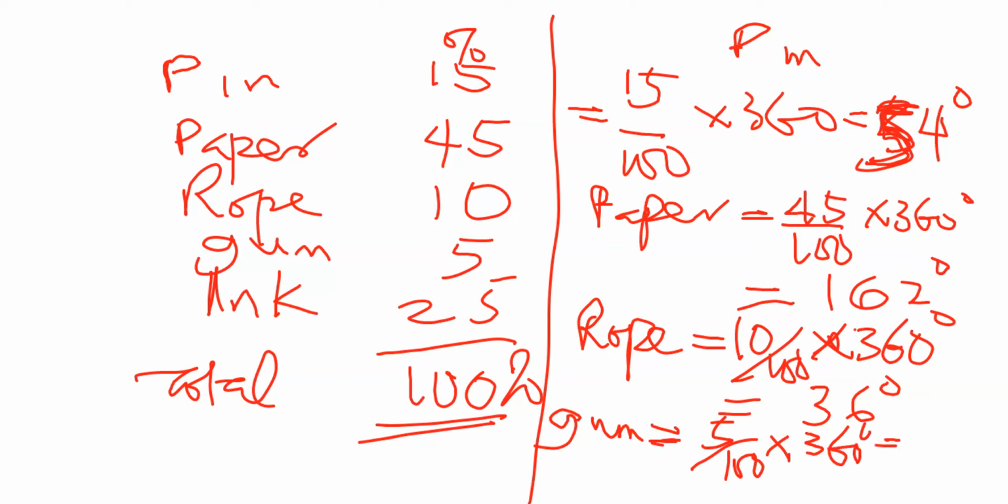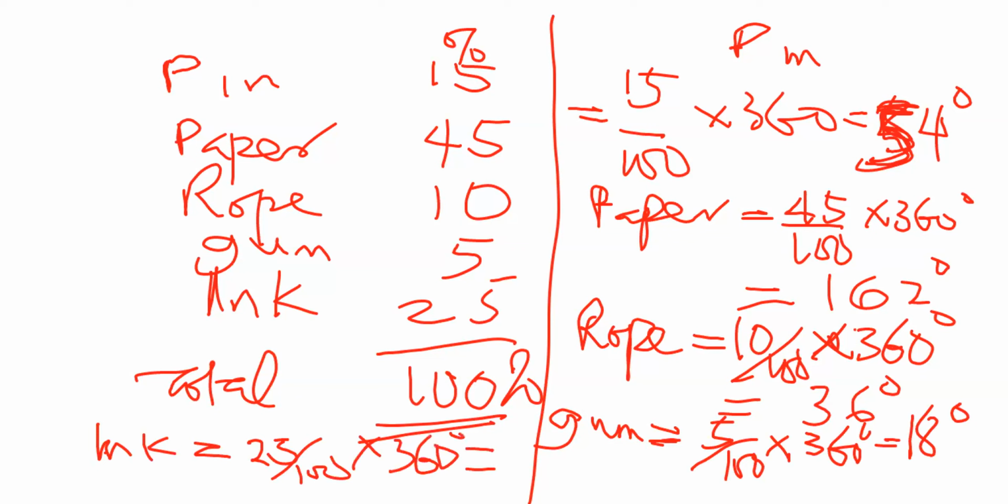At least I did 10%. I got 36. 5% should be 18 degrees. Agreed? Yes, sir. Good. Finally, ink on this corner will give me 25 over 100 times 360 degrees, which will give me 0.25 times 360. What do you have? Degree? 90. 90.